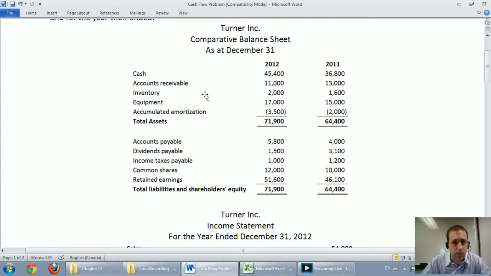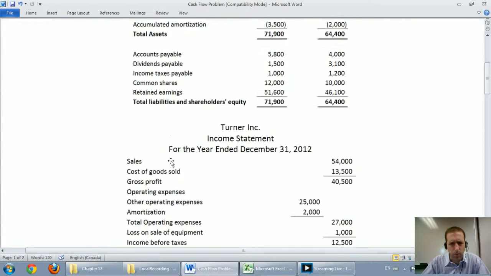So anyway, we see the company has cash, accounts receivable, inventory, equipment, accounts payable, dividends payable, income taxes payable, common shares, and retained earnings. So nothing too crazy there. They've got some weird liabilities. Dividends payable, I know, is going to be a bit of a pain, but other than that, I don't think there's anything for us to worry about.